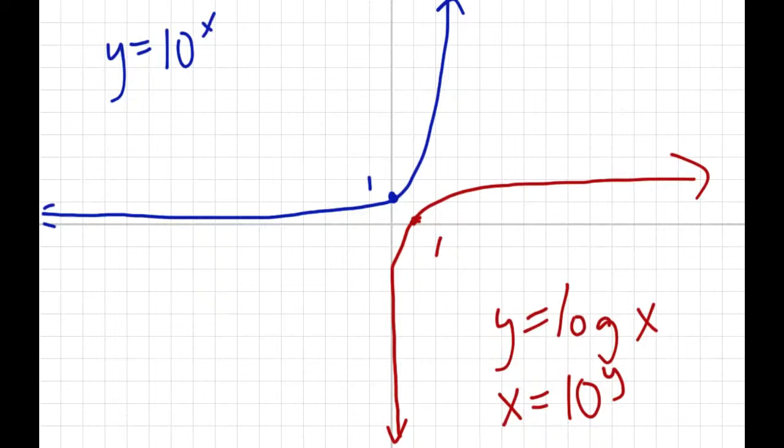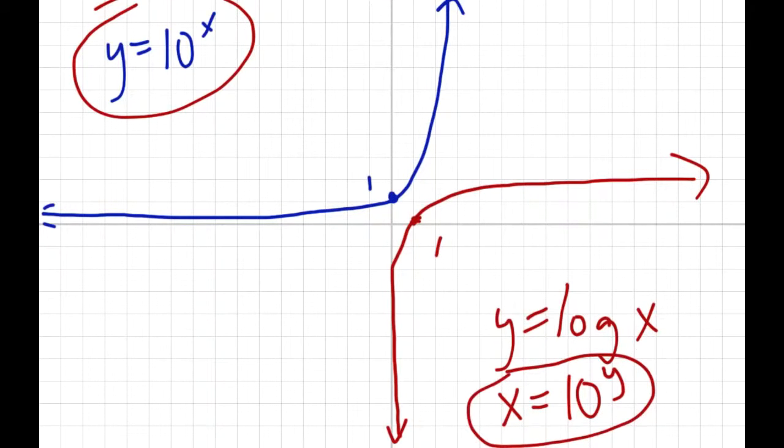If you compare the two graphs, the original graph, y equals 10 to the x, the blue one, and the new graph, the red one, x equals 10 to the y, you can see that they're basically the same equation, just the x and y have traded spots. So because of that, we can always convert from one equation to the other.